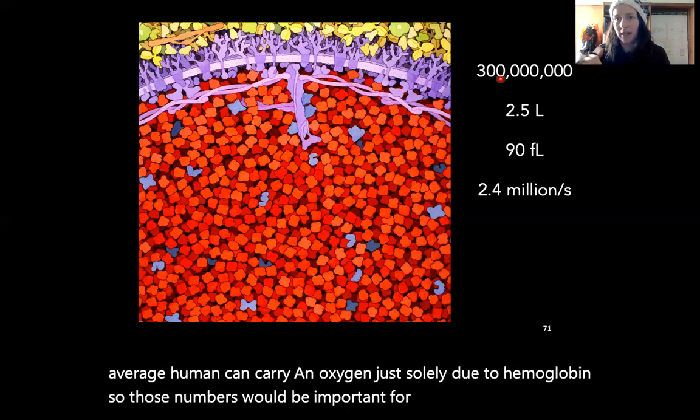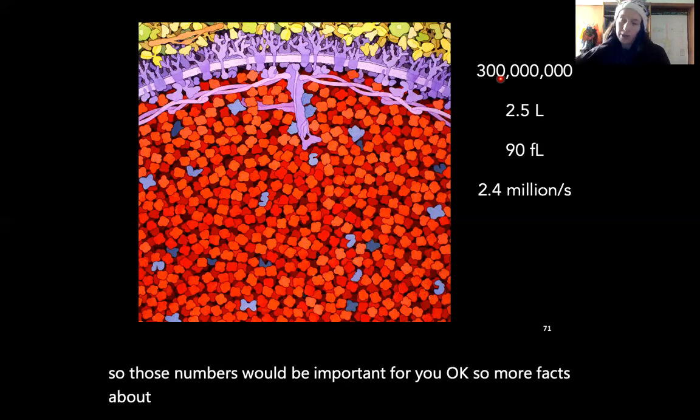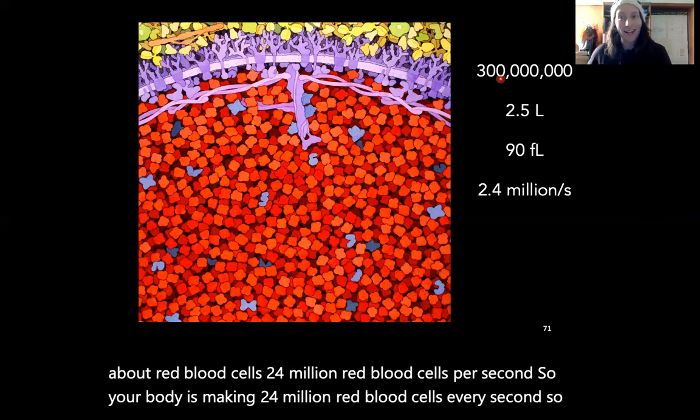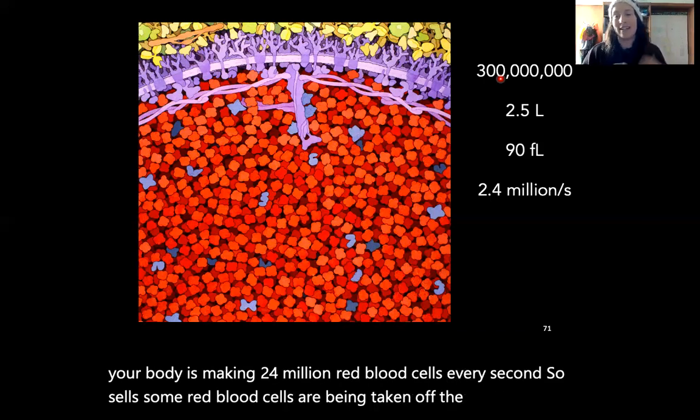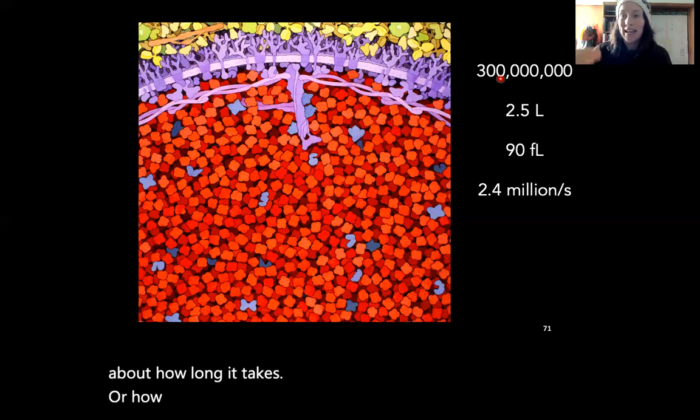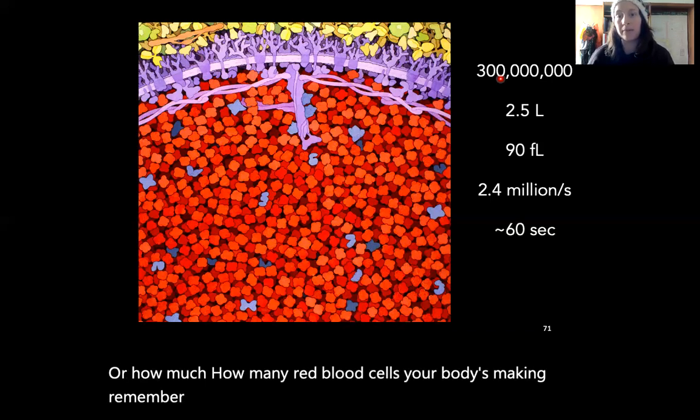Some more facts about red blood cells. 2.4 million red blood cells per second. So your body is making 2.4 million red blood cells every second. Some red blood cells are being taken off the market and other ones are being pumped in. So that's how many red blood cells your body's making. Remember, that's coming from your bone marrow.